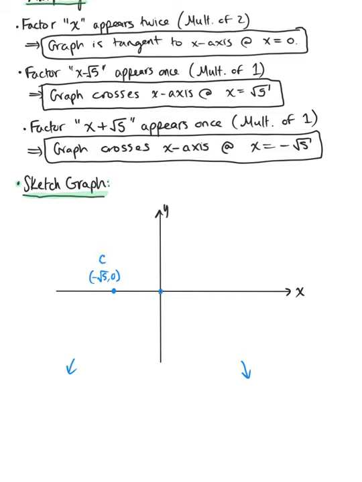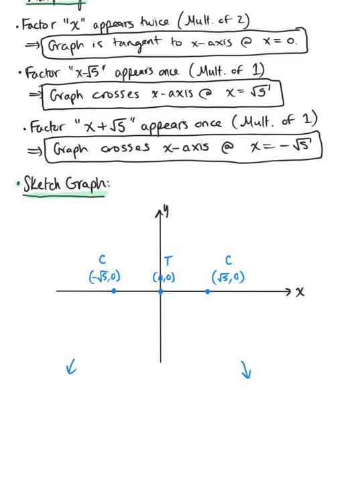We have a real 0 at the origin. And now this 0 has an even multiplicity, so the graph will be tangent to the x-axis there. And last but not least, we have a real 0 at positive square root of 5, 0. And this factor has, again, an odd multiplicity, meaning the graph is going to cross the x-axis there. So, we are ready now with just this information to sketch a really accurate graph.